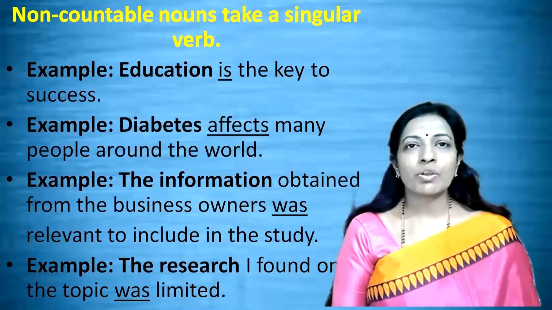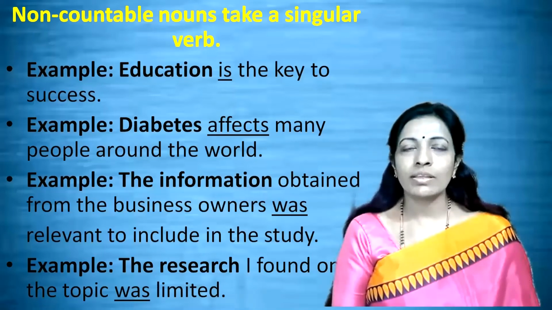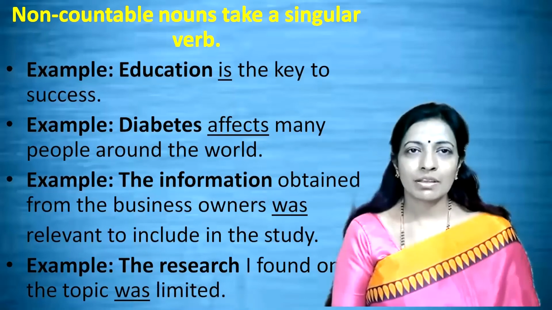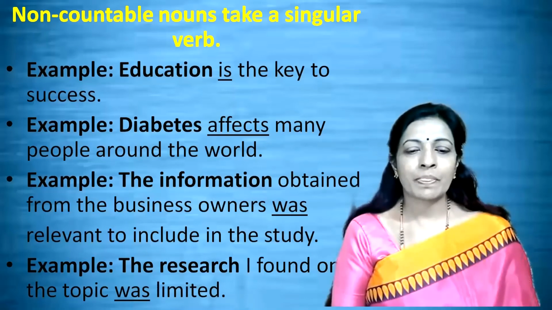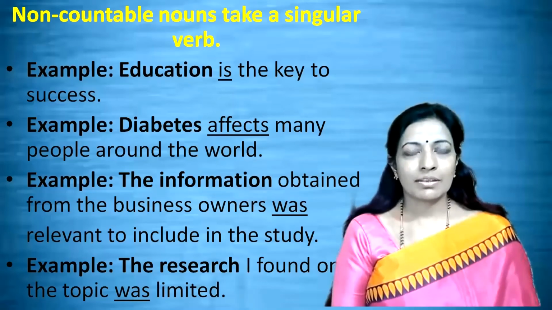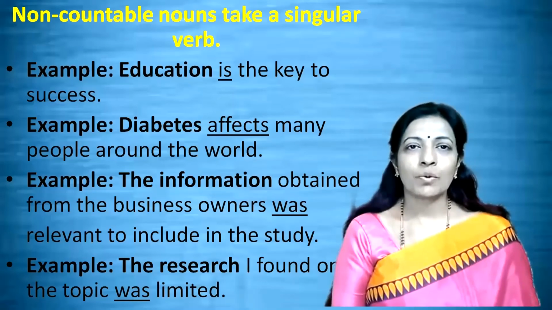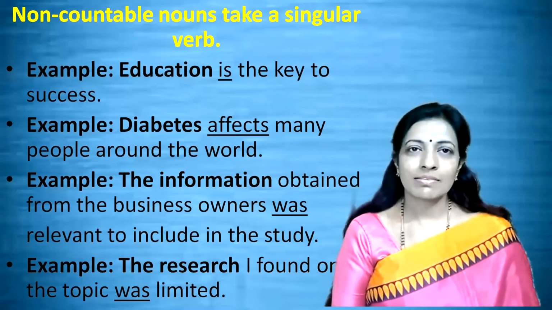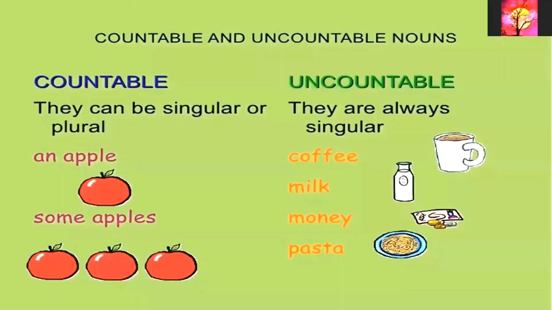The information obtained from the business owners was relevant to include in the study. Information, again, is an uncountable noun. Therefore, the verb was is singular. The research I found on the topic was limited. Research is again an uncountable noun, and therefore the verb is singular. You can understand this better by looking at the following examples.